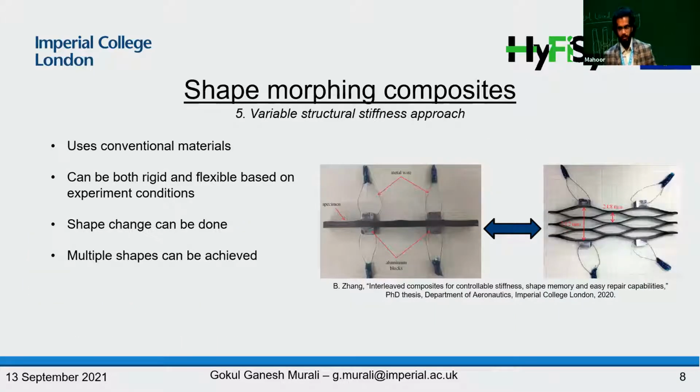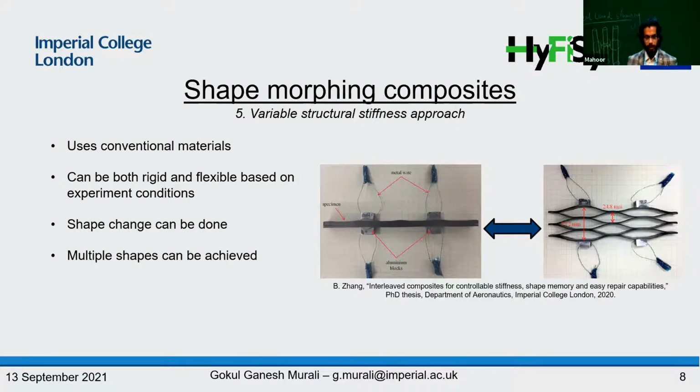And finally, I'll come to variable stiffness composites. These composites use conventional materials, so in this presentation, I'll be concentrating a lot on them. In the upcoming slides, I'll be talking about the working principle behind them. But basically, they can be rigid or flexible depending on the experiment condition that we have, and they can have multiple shapes. If you bear with me for a couple more slides, I'll describe these composites in detail.